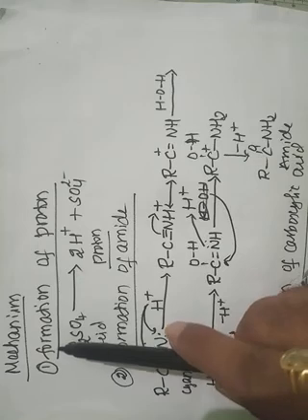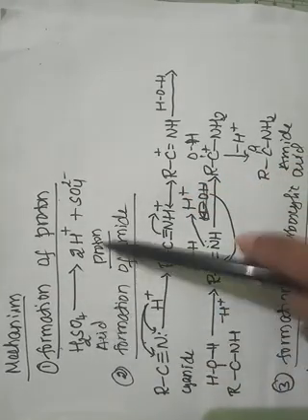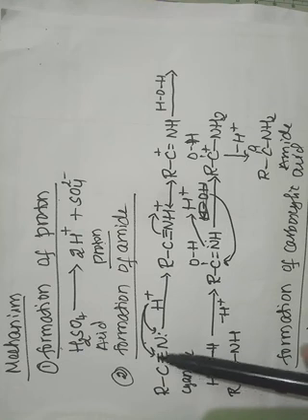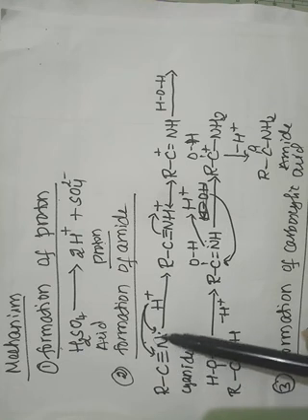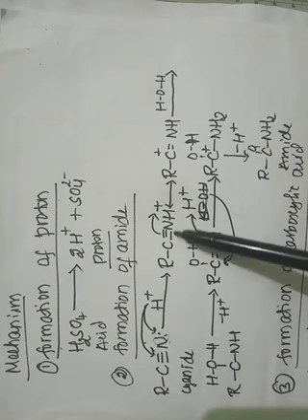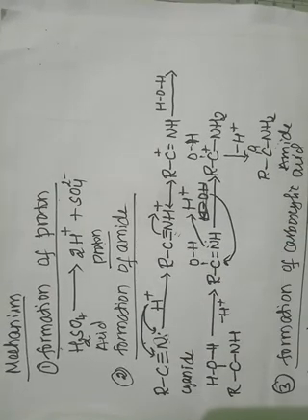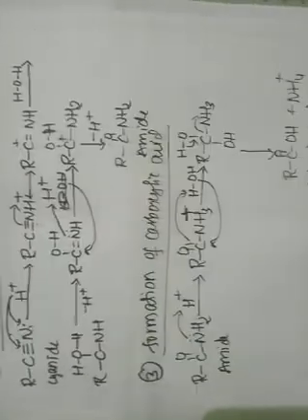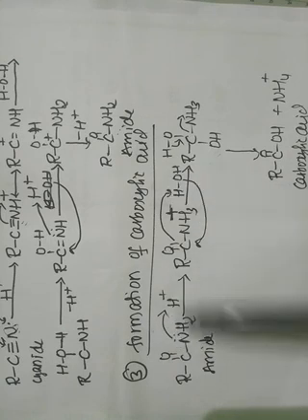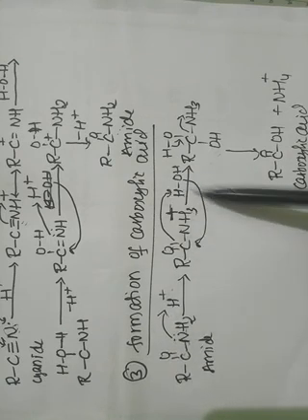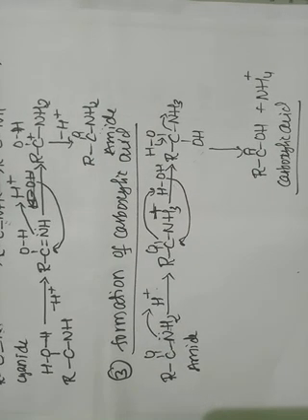So in step 1, the acid undergoes dissociation to form the proton. That proton will attack the nitrogen atom of the cyanide to form these intermediates. So the amide is formed in the second step. In the third step, this amide undergoes acid hydrolysis to form the carboxylic acids.